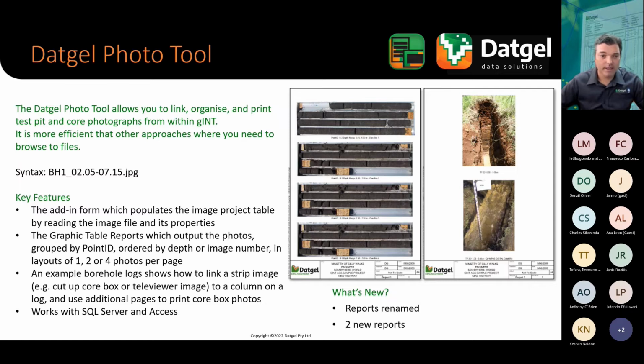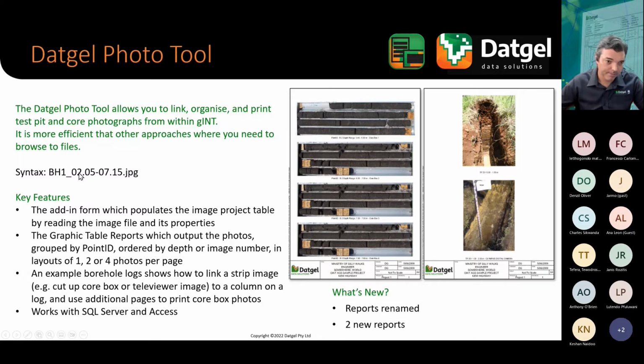The photo tool is an efficiency system. You don't have to manually browse to each file from a GINT table like the native GINT suggestions are. In our approach, you put all the files in a folder, which is a child in the same location as your GINT project database, like a subfolder, and you rename all your JPEG files in this sort of syntax.